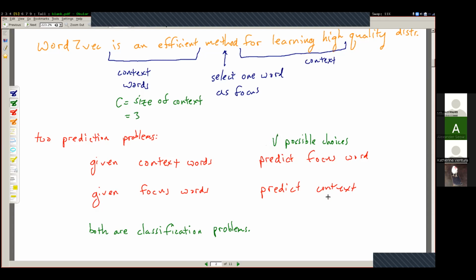Here, for predicting the context, it's not just one word that we're trying to predict. We're trying to predict, in this case, 6 different words, whatever the context size is. It would be 2 times C times V as the number of classes. In either case, it's a lot of classes that we're trying to predict.